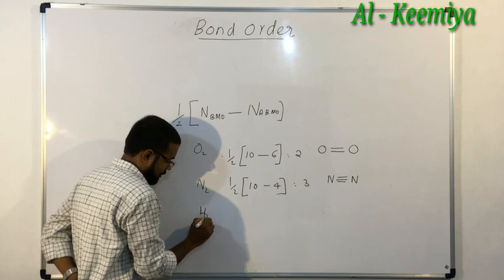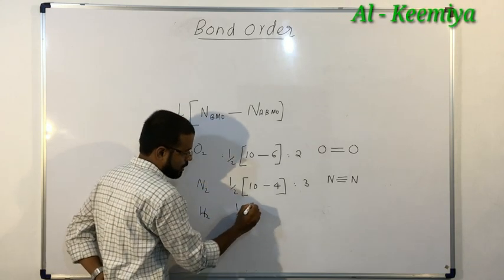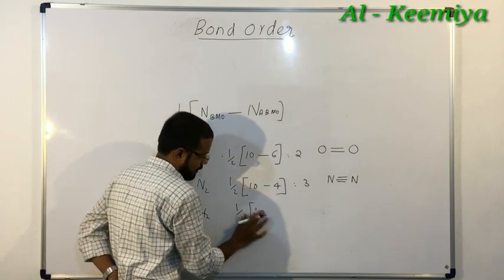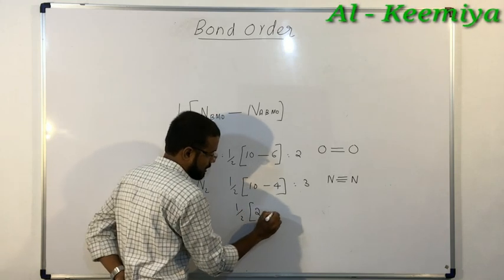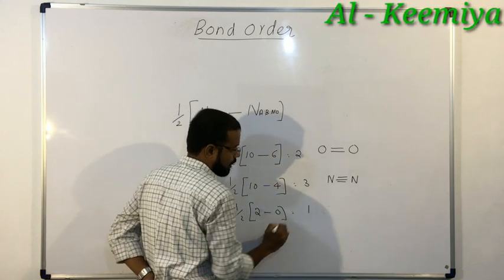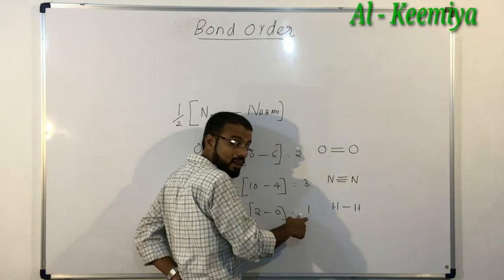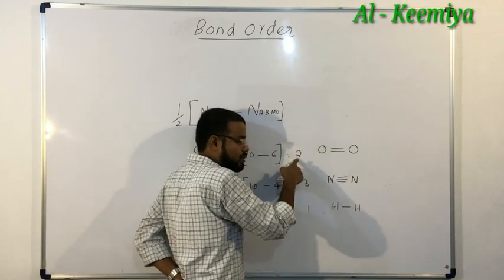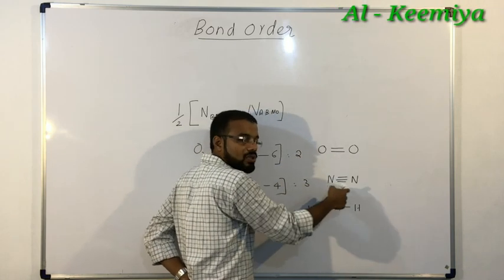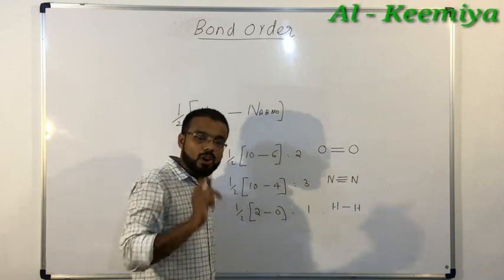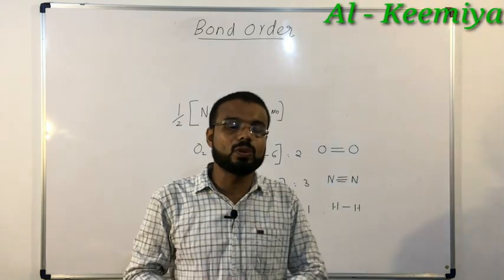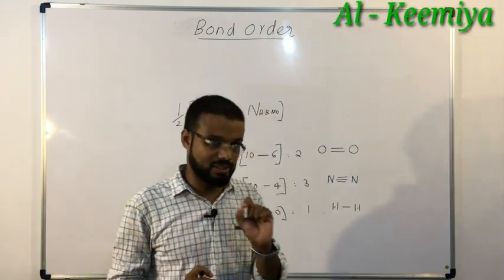Similarly for hydrogen, half into 2 minus 0, this is equal to 1, so hydrogen, hydrogen, single bond. If bond order is 1, single bond. If bond order is 2, double bond. If bond order is 3, triple bond. If bond order is negative or 0, such a molecule does not exist.